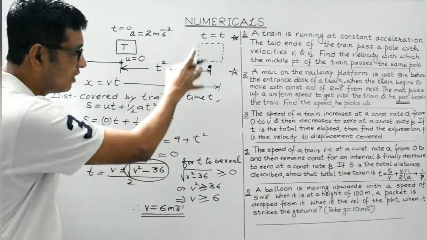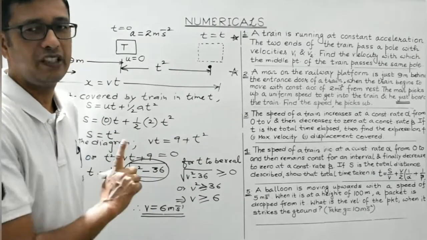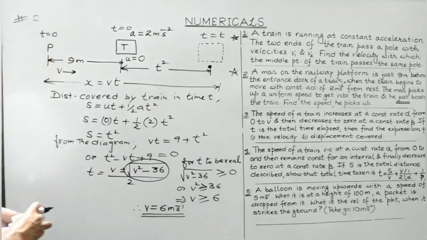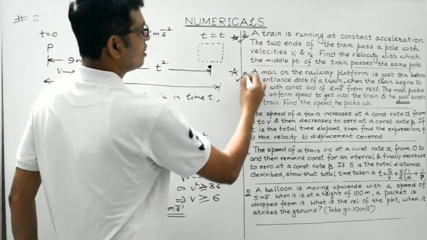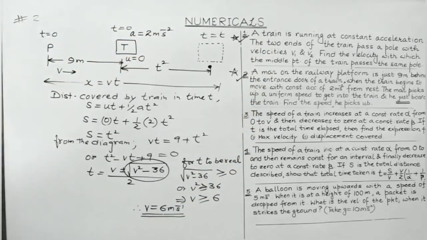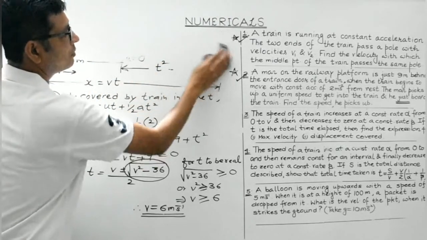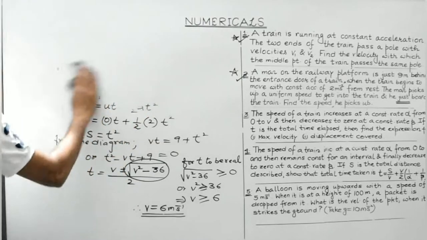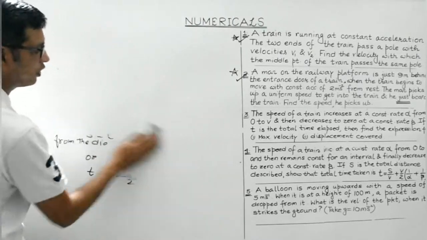So I hope students you have understood the concept involved in this particular question. It's a very good one, right? So question number 2 is over. We have done question number 1, question number 2 is over. Now let's proceed to question number 3. Question number 3, we will try to solve it graphically. It will be much simpler if you indicate the situation by plotting a velocity time graph.